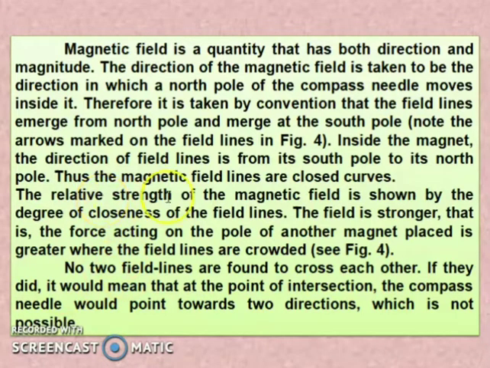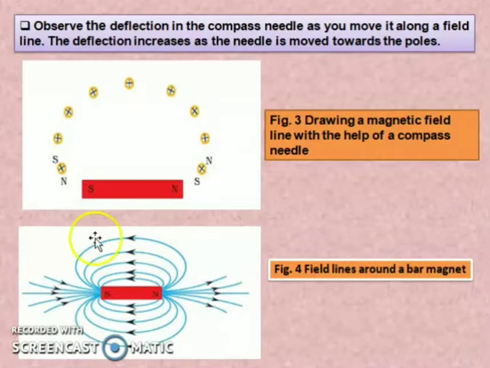The relative strength of the magnetic field is shown by the degree of closeness of the field lines. The field is stronger, that is, the force acting on the pole of another magnet placed there is greater, where the field lines are crowded. You can see that the lines are crowded at a pole. So the magnetic effect of the magnet is very high at a pole.